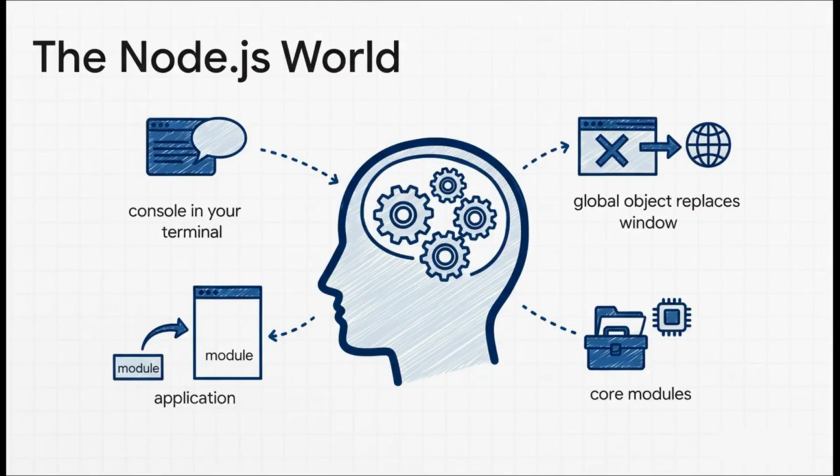So, if you're coming from front-end development, there are a few mental adjustments you gotta make. For starters, your console.log messages, they're not going to show up in the browser's DevTools anymore. You'll see them right in your command line terminal. That familiar window object is gone, replaced by something called global. And instead of import, you'll use require to pull in other code, including these incredibly powerful built-in modules that let you do things like check the operating system or read and write files directly.